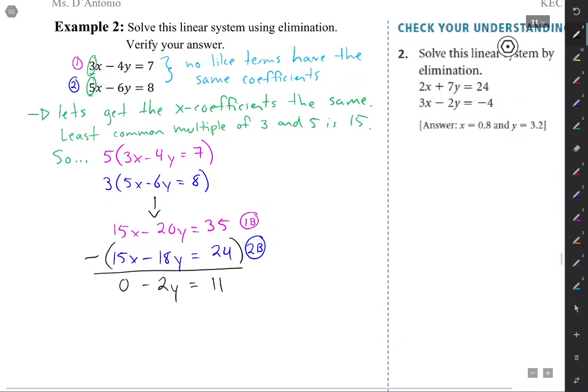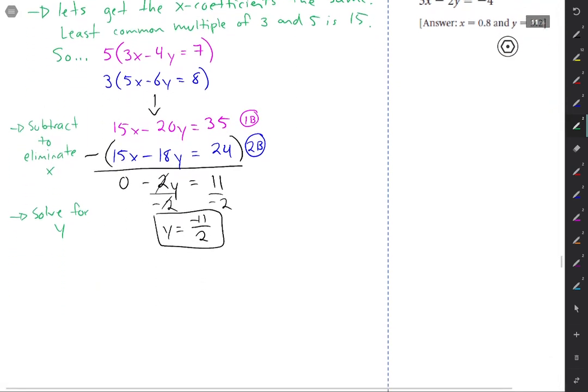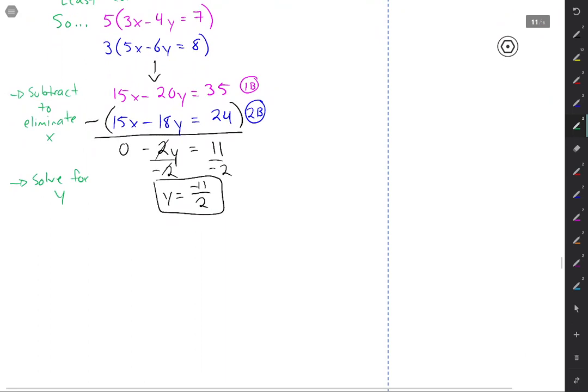So now we eliminated the x's, and what we have to do now is solve for y. So then I'm going to divide both sides by negative 2, and you should get that y is equal to negative 11 over 2. Okay, so I just wrote 2 more steps there that we subtracted to eliminate x, and then we solved for y. And in our next step, we are going to plug this value we got for y into equation number 1. So I'm just going to write here, plug y is equal to negative 11 over 2 into number 1. And then we are going to solve for x.